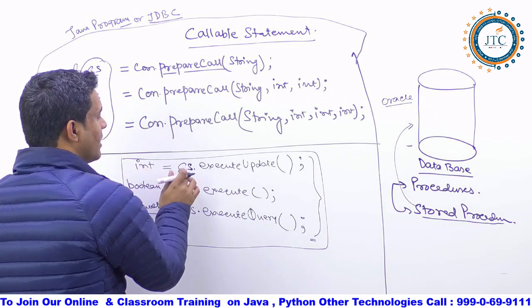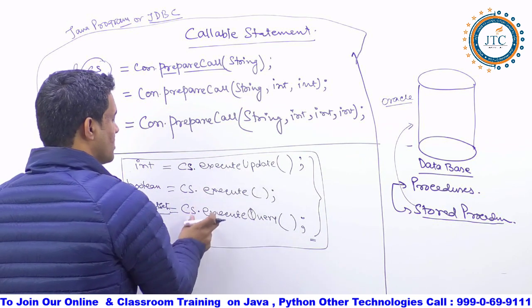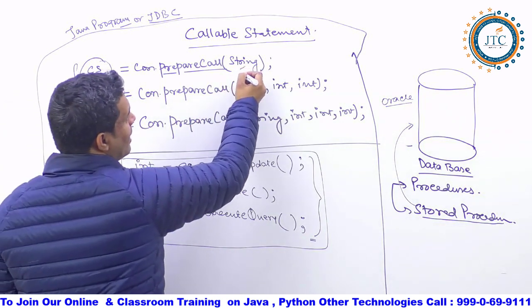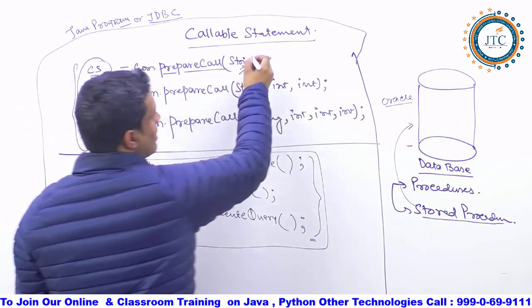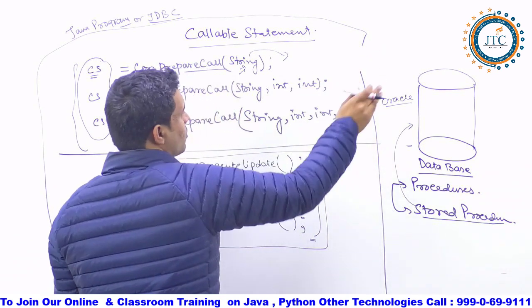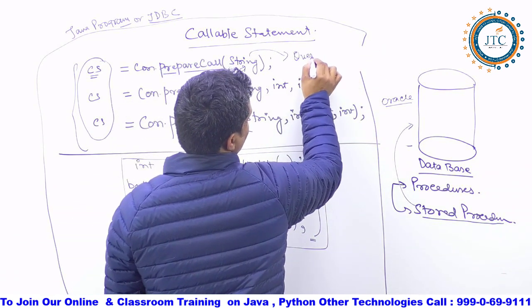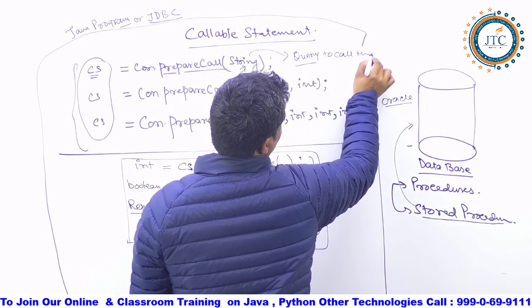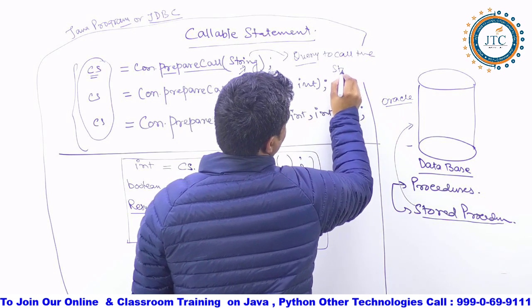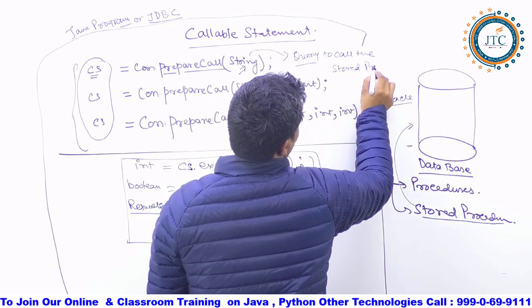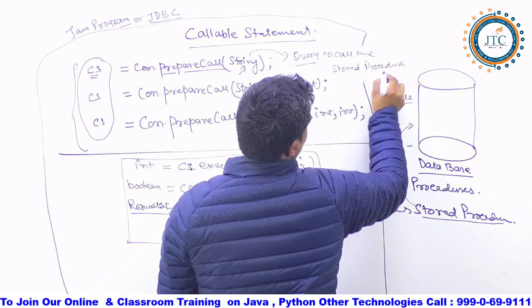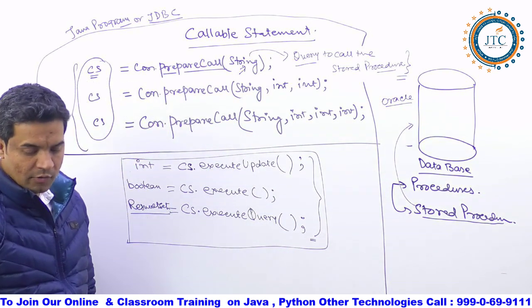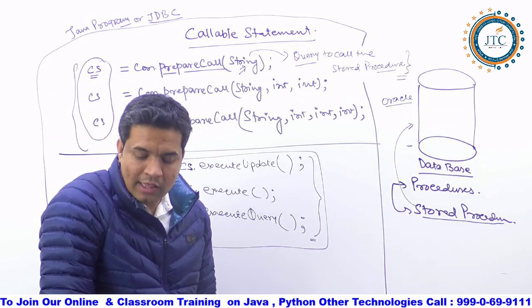We have written cs.execute update, cs.execute, and cs.execute query, and that is the result set again. Now you need to write the query to call the stored procedure. I'll be showing you just now how we write the query to call the stored procedures and all other things.